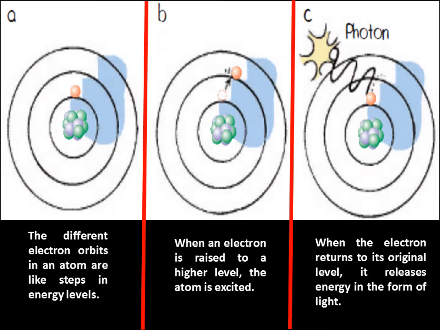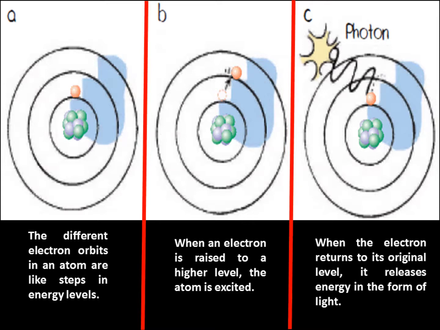Here I have the different electron orbits in an atom, which are like steps in energy levels. When an electron is raised, that was A, this is B. When an electron is raised to a higher level, the atom is excited. When the electron returns to its original level, it releases energy in the form of light. You remember the flame test with chemicals, like, for instance, strontium was red.